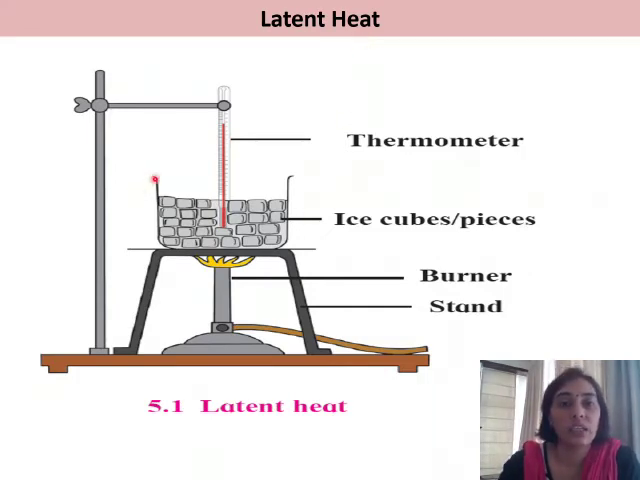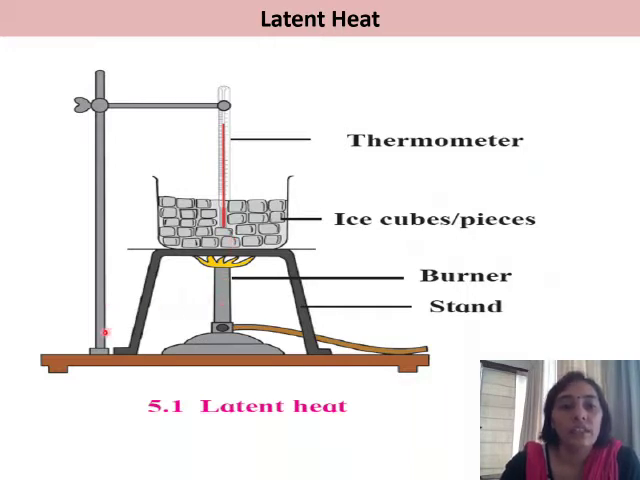Here you can see that there is a container, a trough, and in this trough we have taken ice cubes or pieces. A lot of ice cubes and pieces, as you can see, are taken in this container. Now this container is placed over a stand, and beneath the stand you have adjusted a burner. The burner is so adjusted that all the heat will be supplied to this container, and this heat will be taken up by the ice cubes and they will gradually melt.